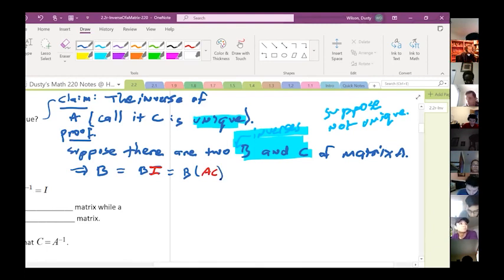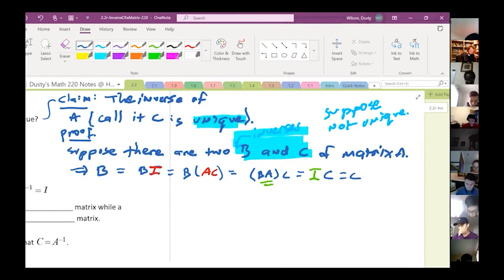Why can I write it as AC? Why is I equal to AC? Because I is equal to AC from up above, right? Because they're inverse matrices. So now I can reassociate. This tells me that I've got B times A, all times C. Just move the parentheses around. And then what is B times A? B times A here is also equal to I because B is also an inverse. And IC is equal to what? Just C, because the identity matrix times anything is whatever that anything was.